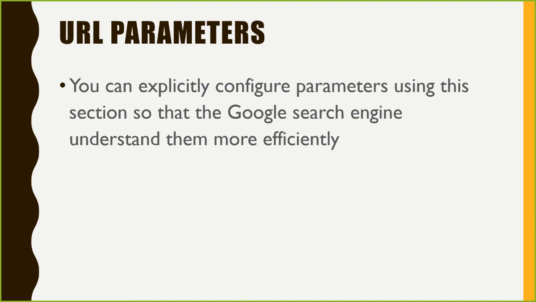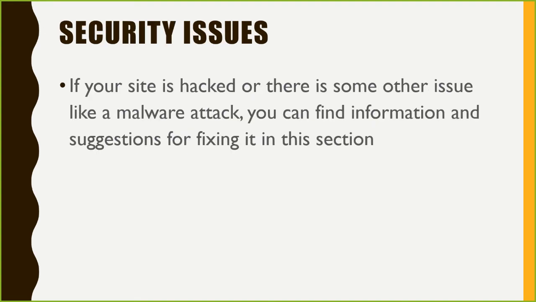URL parameters are a pretty fancy way in Google Search Console of figuring out how you can direct Google to look at your URLs. Essentially, this is a nicer way for Google to look at your website a bit faster, but it's not a huge deal, I would say. And then, of course, at the very end, there are some security sections in Google Search Console where if you get hacked or anything like that, you're able to find more information about this.